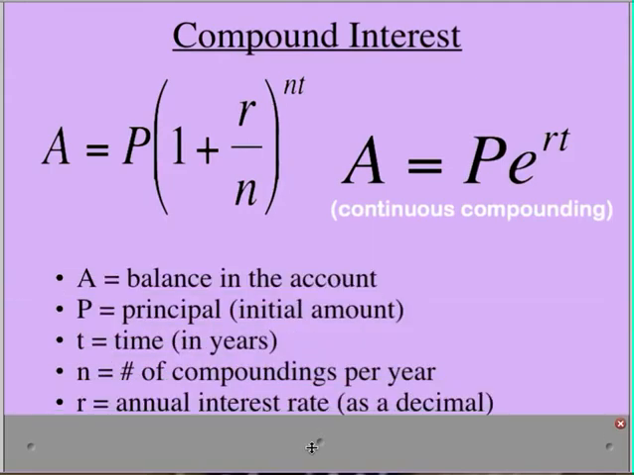So what those different variables represent: A is the balance in the account, so this is talking about investing money. P is the principal or the initial amount. T is time, and that's always in years. N is the number of compoundings per year, and R is the annual interest rate, and you always want to convert this to a decimal.